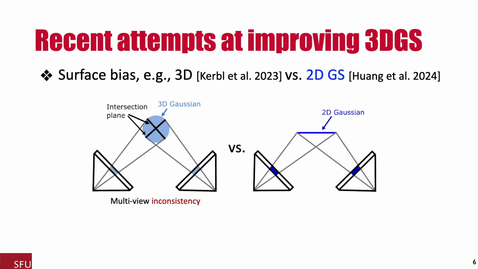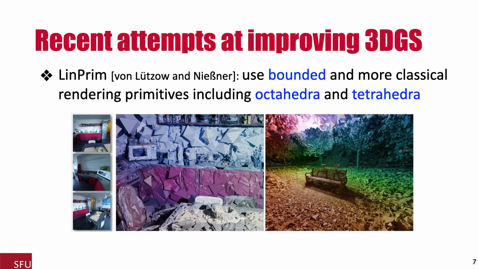Now, there have been some recent attempts at improving 3DGS. One of them is 2DGS. Because of the multi-view inconsistency in 3DGS, the idea is to have a surface-based splat. This uses, I would say, a surface bias, thinking that most of the objects in the world are formed as surfaces, and we only care about the surface characteristics of these objects. The other, which I think is more recent, is Lin Pren, which tries to fix the unboundedness of 3DGS using bounded, more classical graphics primitives, in this case, octahedra and tetrahedra.